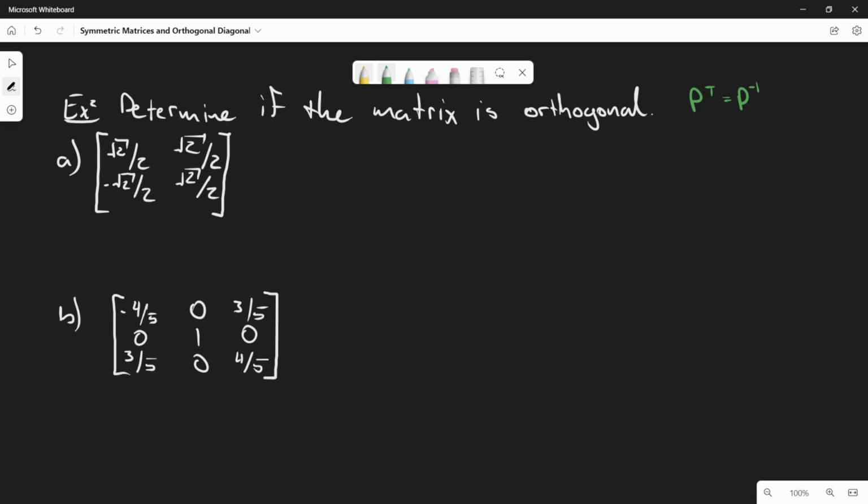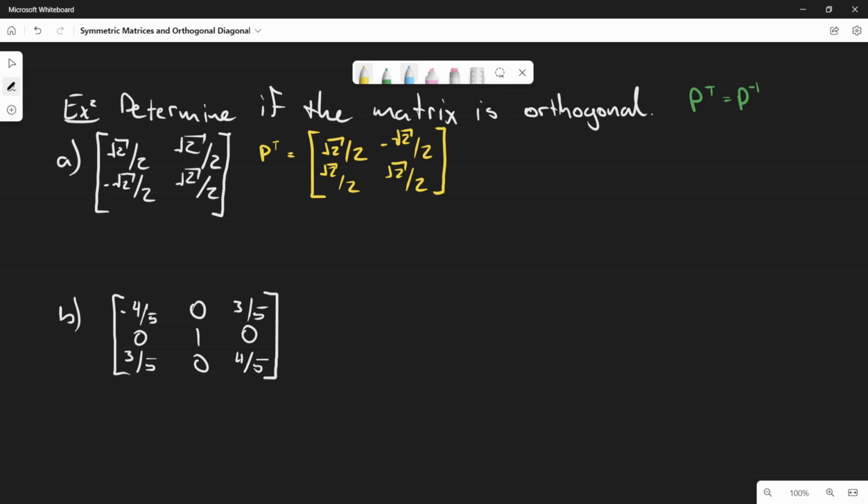The first example is a 2 by 2 matrix. The transpose, as always, is the easiest one to do. In this case we just switch the two off-diagonal elements. The main diagonal, as always, stays the same, and this would be root 2 over 2. Everything else just flips. So the bottom left would be root 2 over 2, and the top right will be negative root 2 over 2.